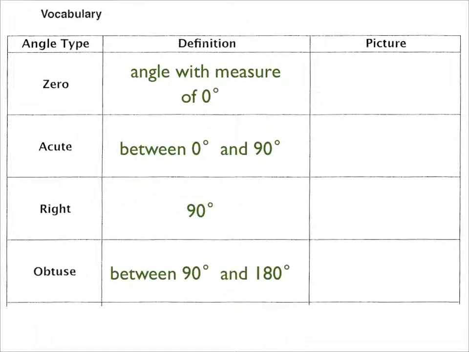Next is an obtuse angle, which is between 90 and 180 degrees. So it's open up like that. There's an obtuse angle. And the fifth type of angle is a straight angle, which is an angle that is exactly 180 degrees. What that ends up looking like is a line, because you have a ray, and then a vertex, and then another ray, so it ends up looking like a straight line.